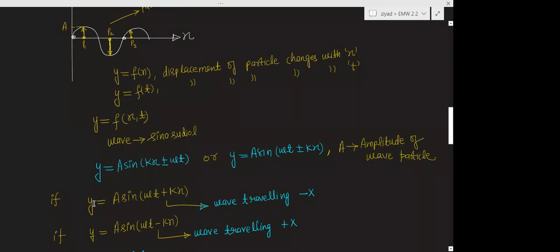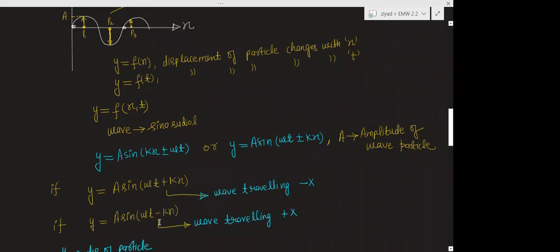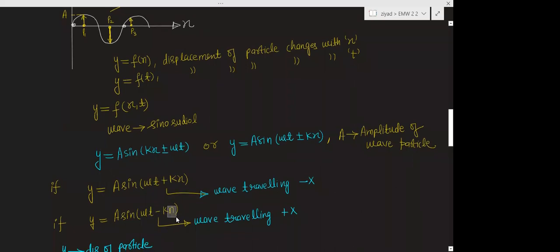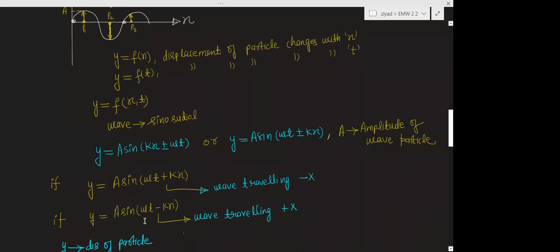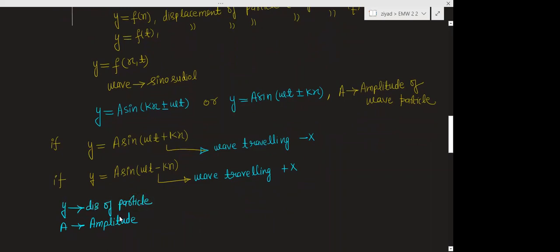Now, if it is written that y is equal to a sine (omega t plus kx), in between if there is a plus sign, and with k there is an x, then you will say the wave is traveling along the negative x direction. For example, in this case, in between there is a minus sign, so the wave is traveling along the positive x direction. If it is written that y is equal to a sine (omega t minus kz), then what will you say? Positive z direction. Very good. So what is y? Y is basically the displacement of the particle. A is basically the amplitude.